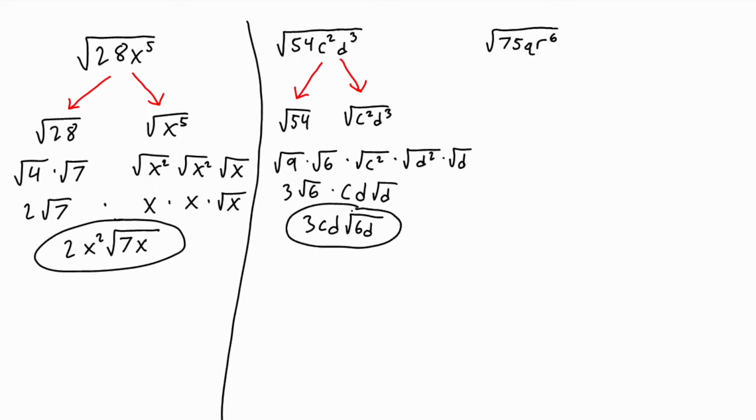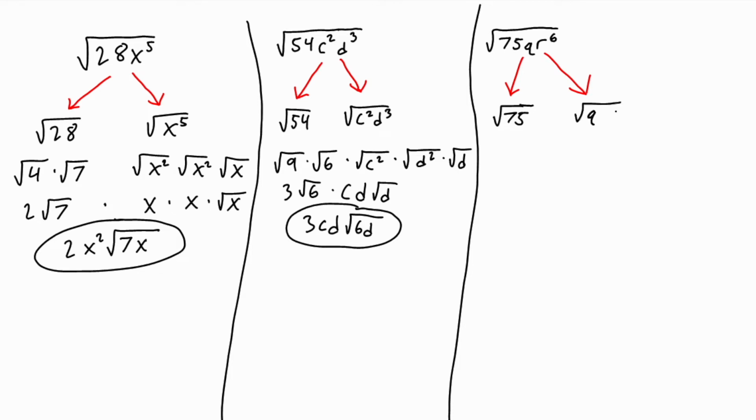That's the answer. And this last one is, again, just the same. We've got square root of 75, square root of qr to the 6th. What's a perfect square you can divide out of 75? That'll be 25 times the square root of 3, because 75 divided by 25 is 3. And then q has no perfect squares to take out of it, because there's no exponent, so it's just square root of q.